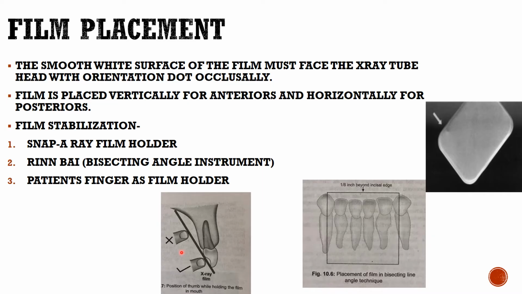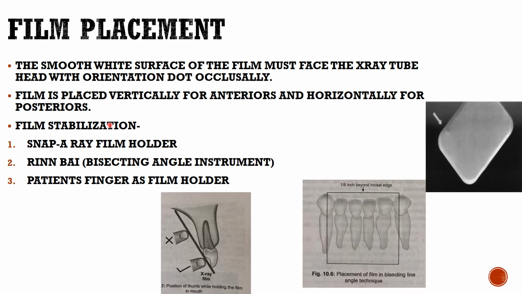The next can be bending of the film. The film can get bent. Next is the slipping of the film. Then there can be chances of cone cut. Then if the patient is a child, it is very difficult to obtain cooperation in holding the film with their finger. The next disadvantage is the stability of the patient. It is difficult for the patient to hold the film with one hand and maintain stability.